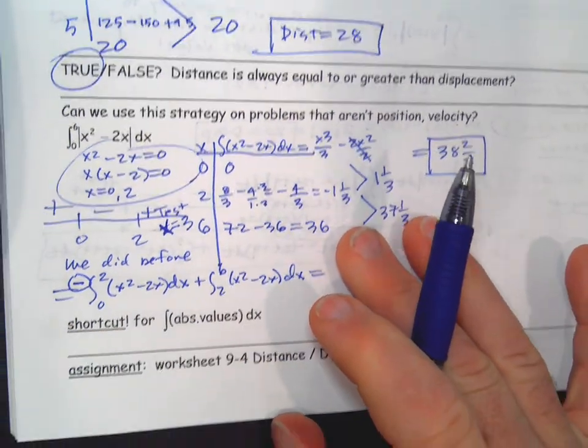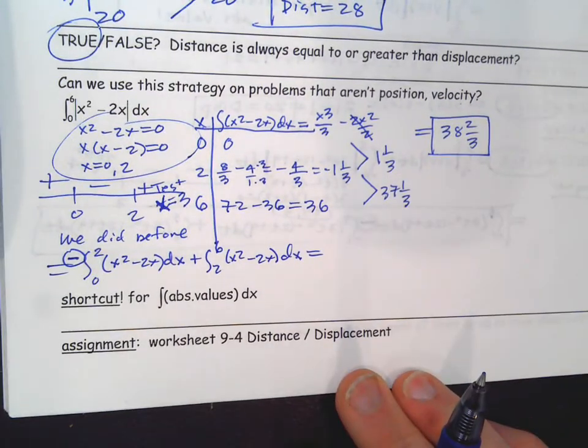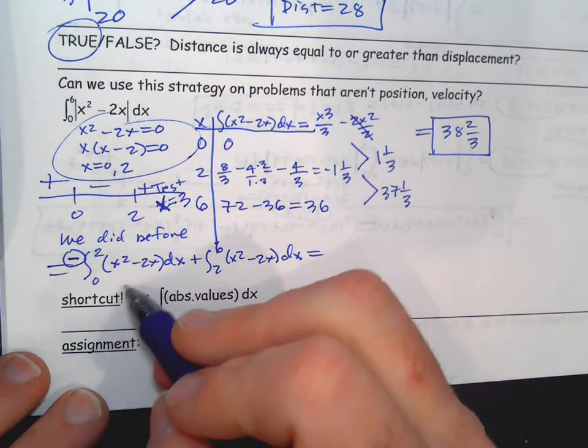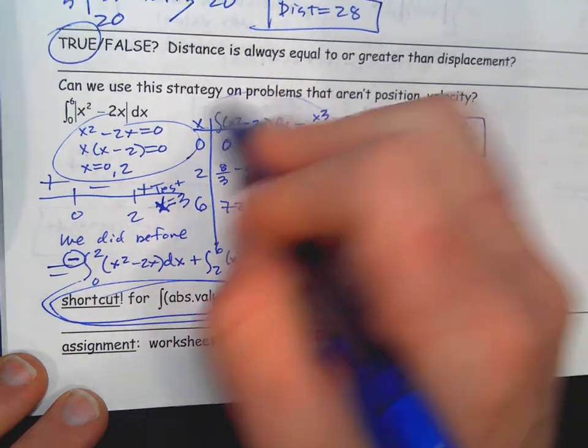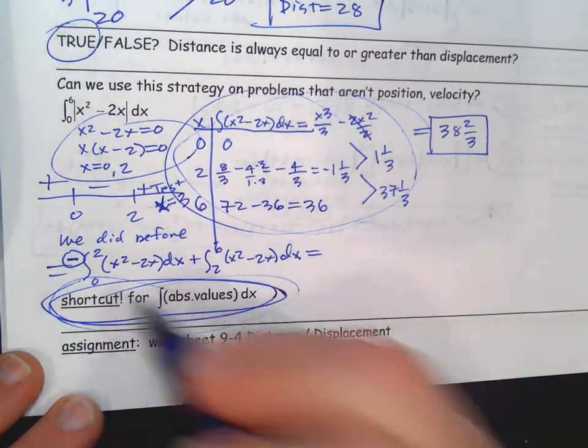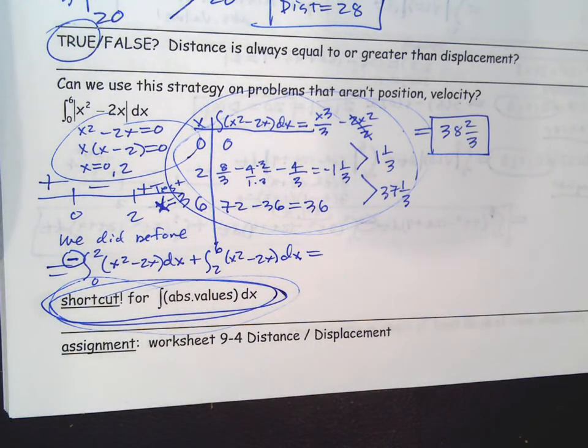Okay? Now, here's the cool thing. Your calculators are really good at this, but this is a general shortcut. This whole table approach is a shortcut that works for any integral of absolute values. So, kind of cool. All right, try the worksheet out.